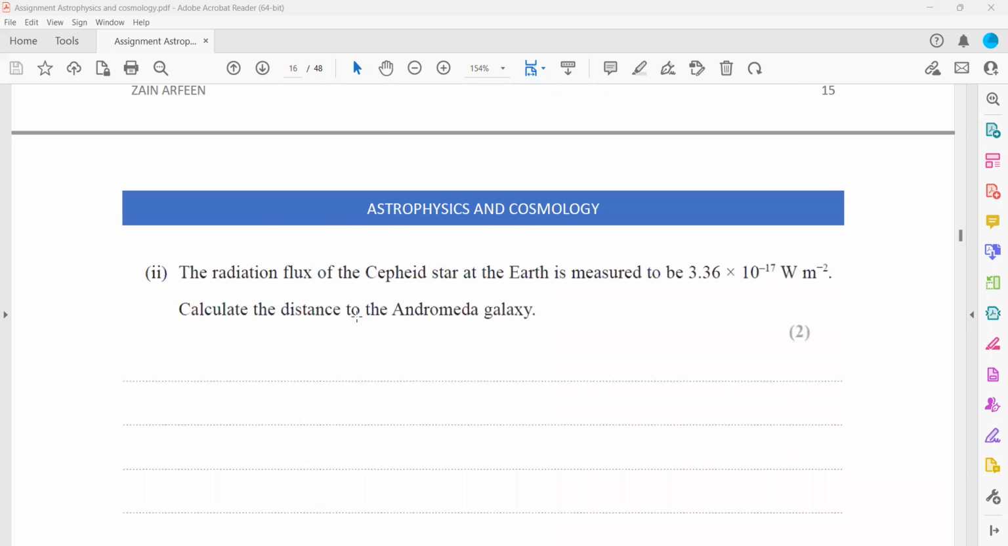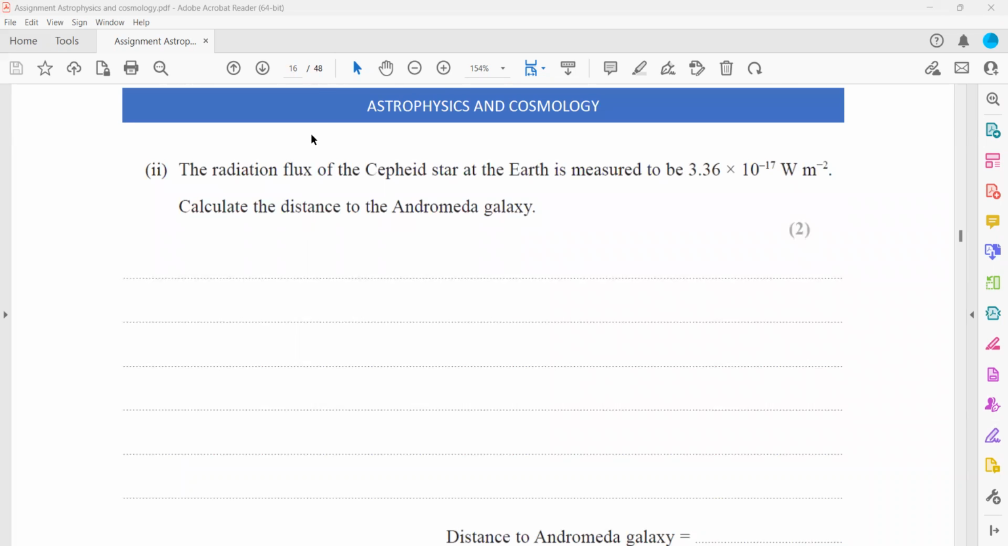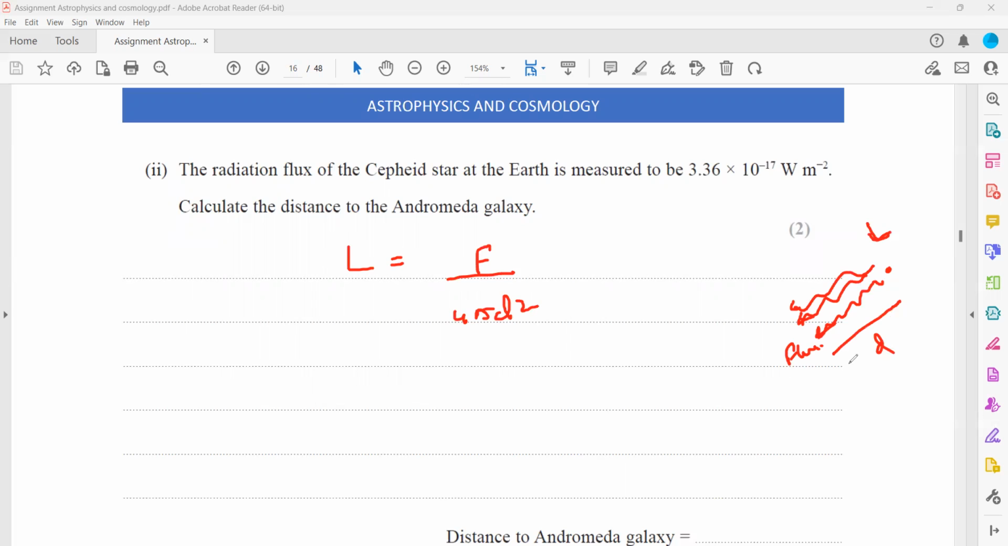Then the radiation flux from the specified variable is measured to be 3.36 times 10 to the power minus 17. So we use the formula which relates the flux, because we have to calculate the distance to this galaxy, the Andromeda galaxy. We have the formula flux is equal to luminosity divided by 4 pi d square. If there is a star and we know its luminosity, the radiation we receive from it, that is the radiation entering per unit area, is the flux F. D is the distance.